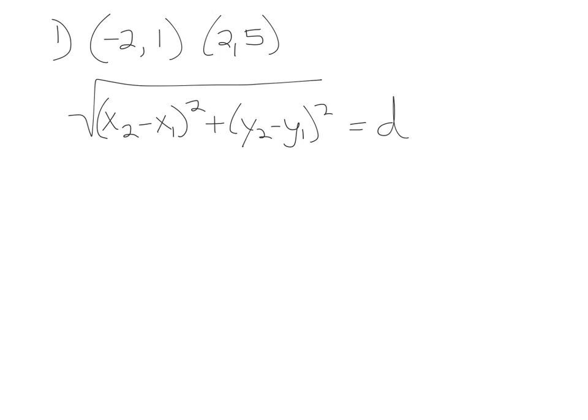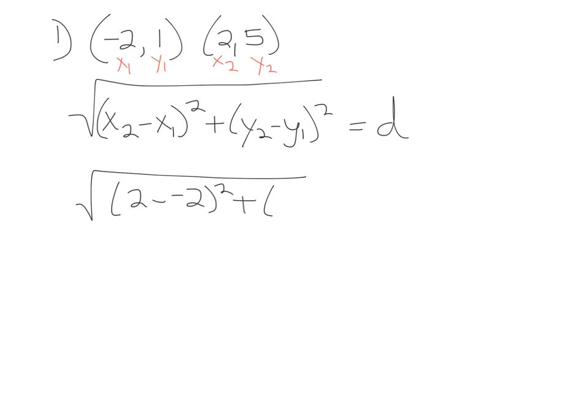All right, you might want to label your points x1, y1. Those are both first, and these are second. Second x, second y. And then you just plug them in. Square root of x2 minus x1, so 2 minus negative 2, quantity squared, plus second y minus first y, 5 minus 1, quantity squared, and that's going to equal d.